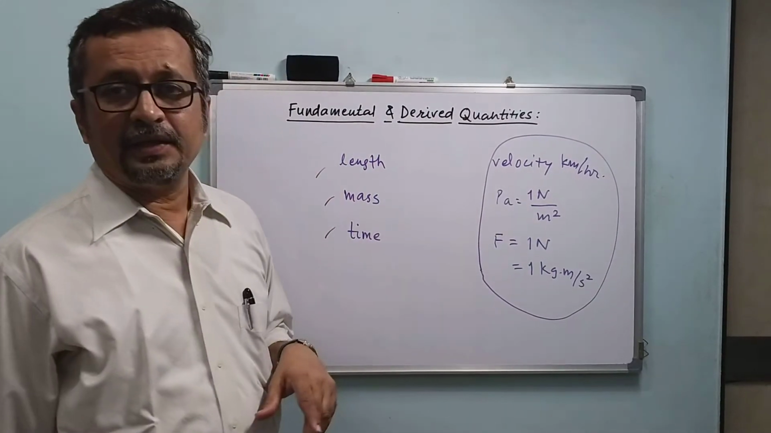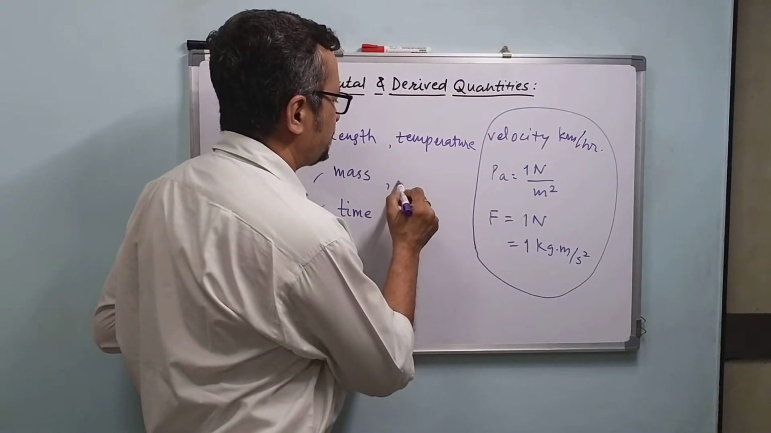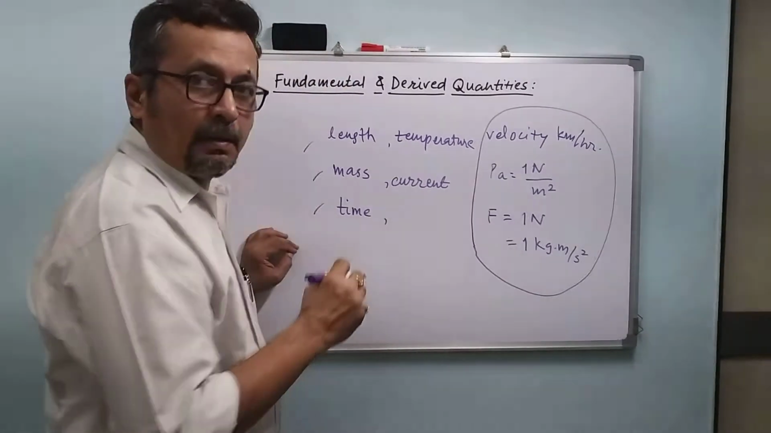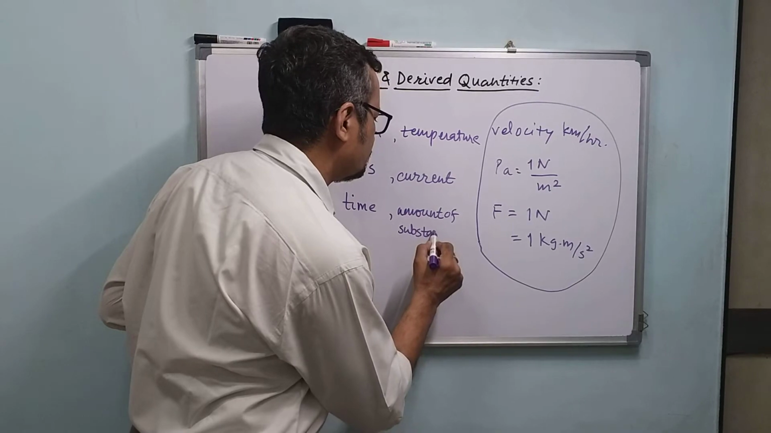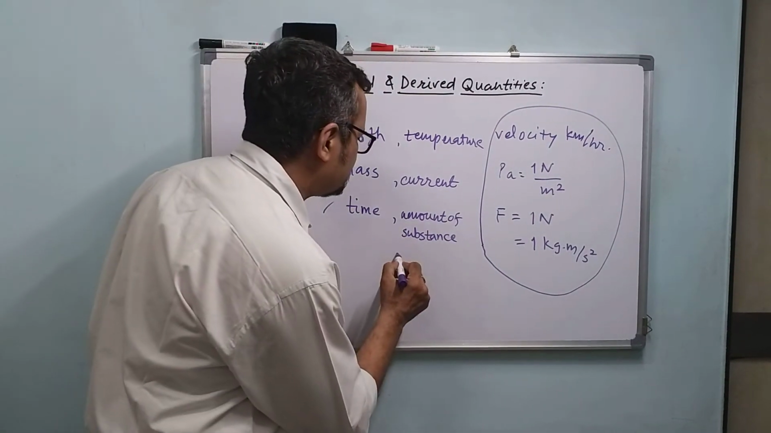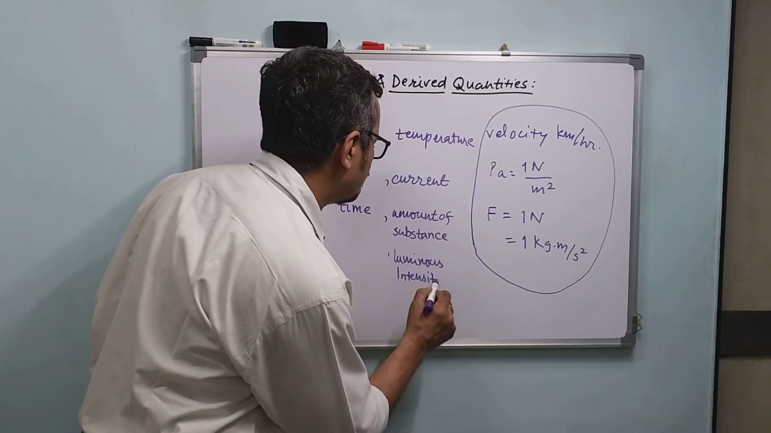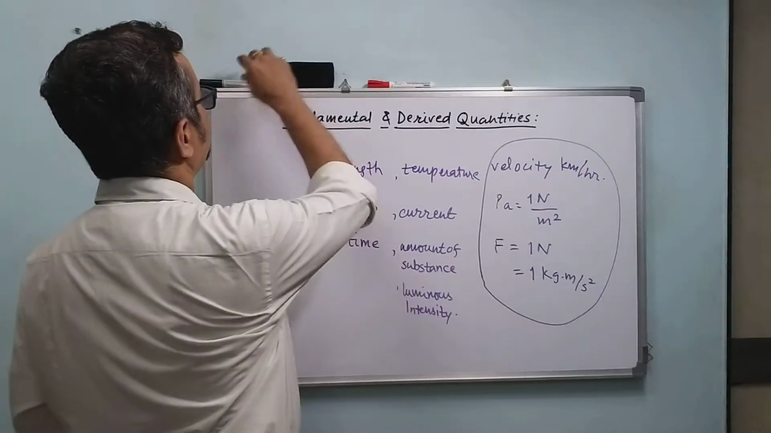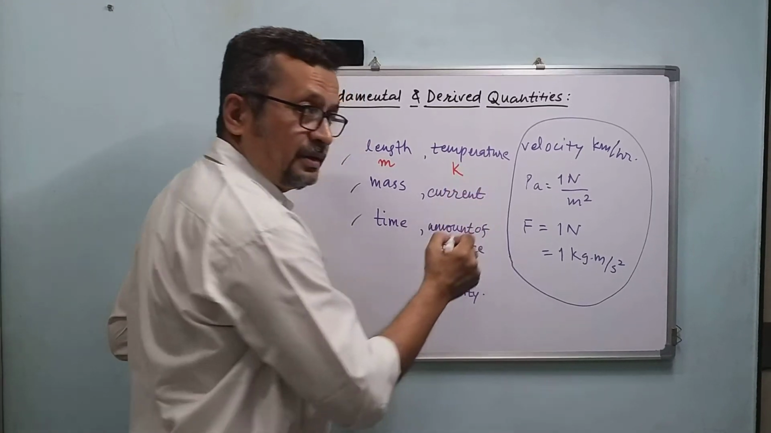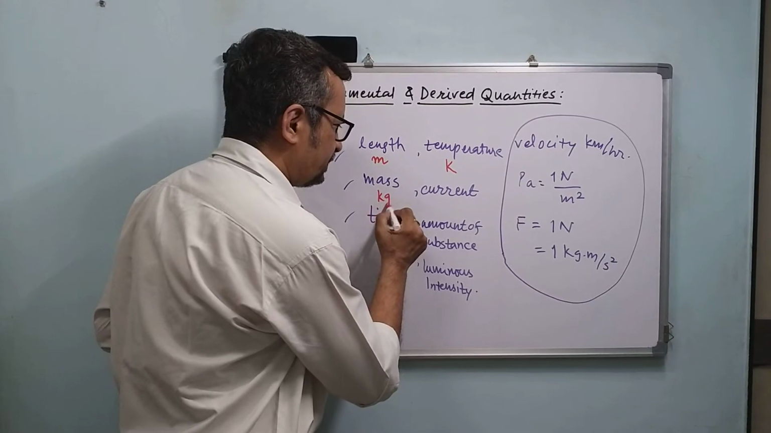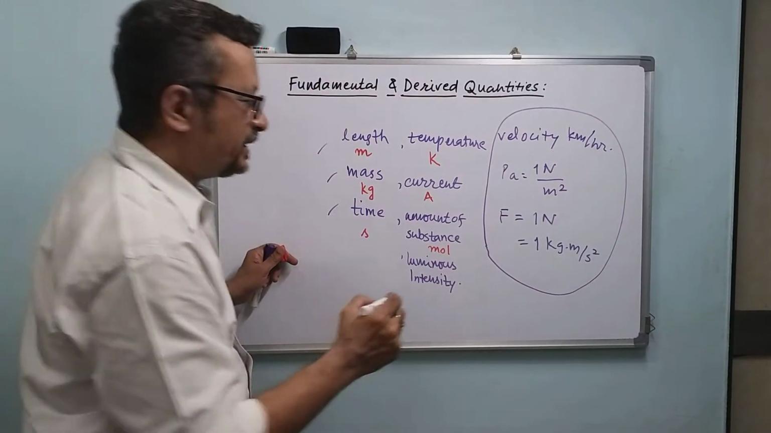But now, apart from length, mass and time, there are 4 more. What are they? One is temperature, second is current, then there is amount of substance, and the last one is luminous intensity. Now here, let us try and write the units for them. Length is measured in meter. My temperature is measured in Kelvin, absolute temperature. Then mass in kilogram, current in ampere, time in second, amount of substance in mole, luminous intensity in candela.